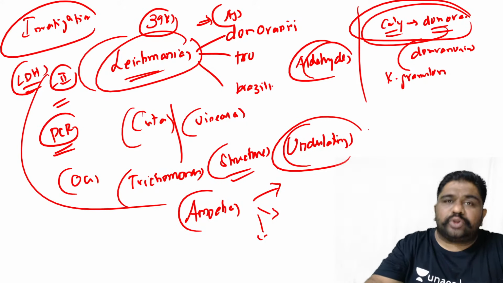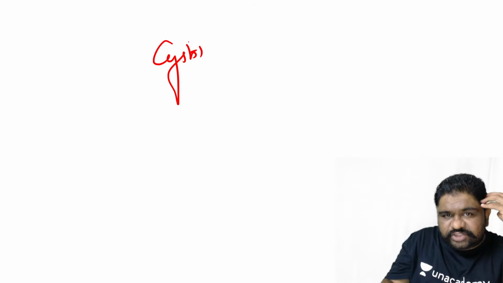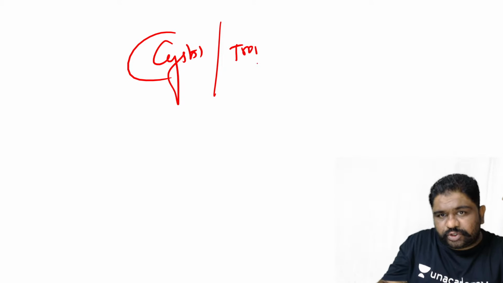Apart from that, you can also focus on Cyclospora, Cryptosporidium, Isospora. Please keep on revising the cysts of each organism versus the trophozoites of each organism.